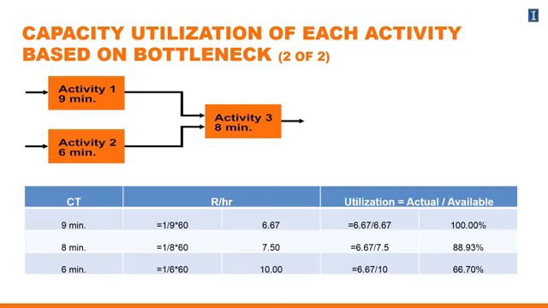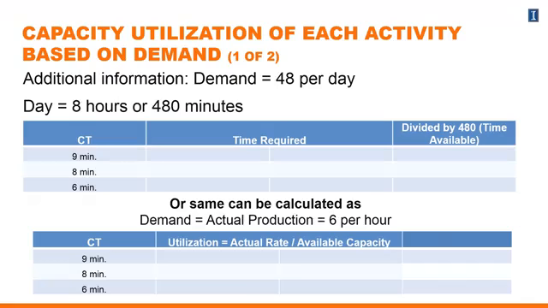Right? Now let's take a look at this same example, but we're going to tweak it a little bit by adding some more information to it about the demand rate. So here we have the demand given to us as 48 units per day. If we were to assume 8 hours in a day, 480 minutes in a day, we're saying that we are demanding 6 units per hour, right? 480 minutes in the day, so 6 units per hour is the demand that we have. So we can use this to calculate our capacity utilization.